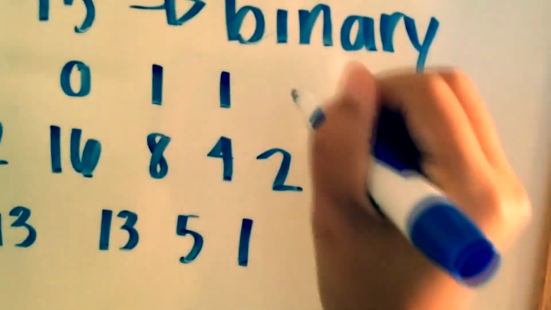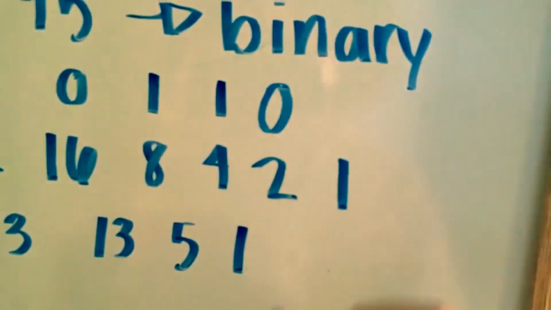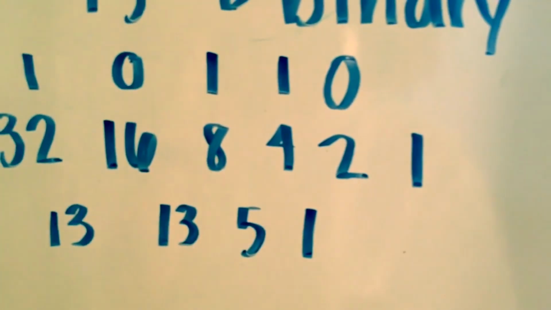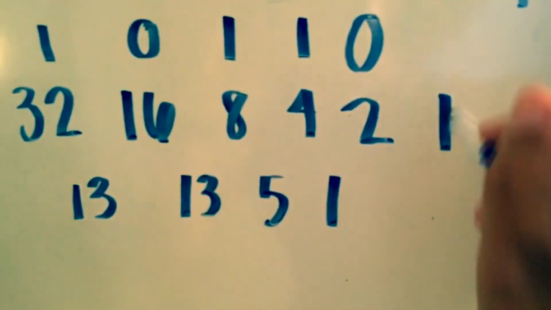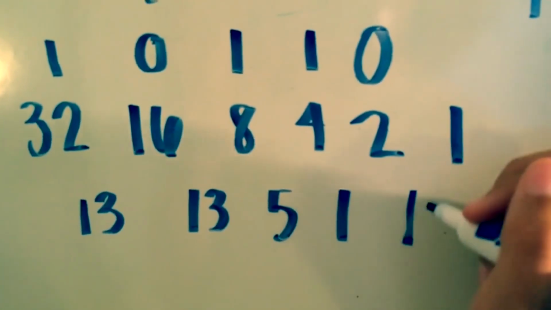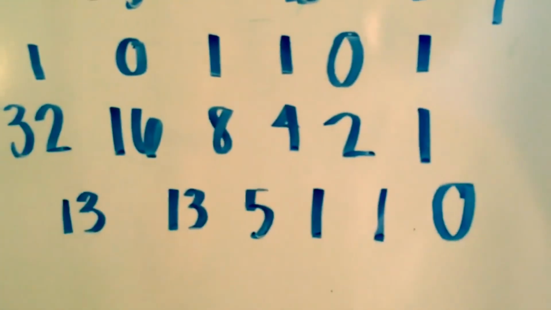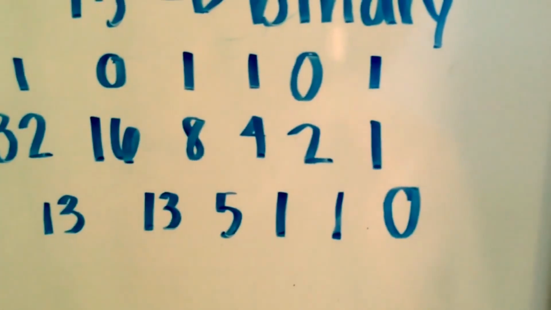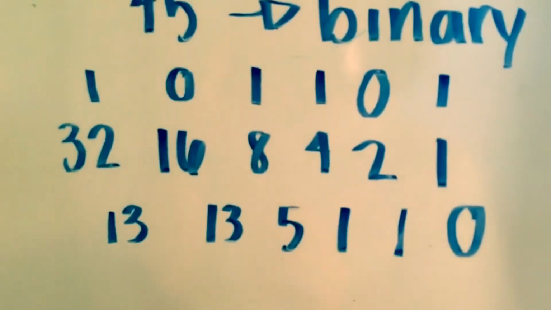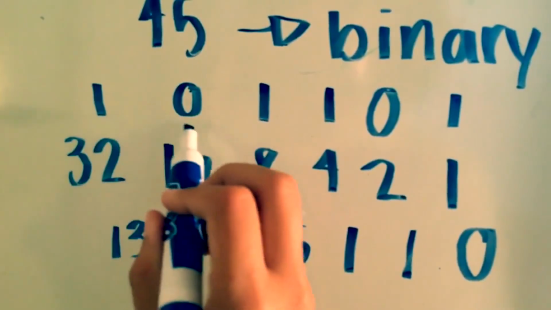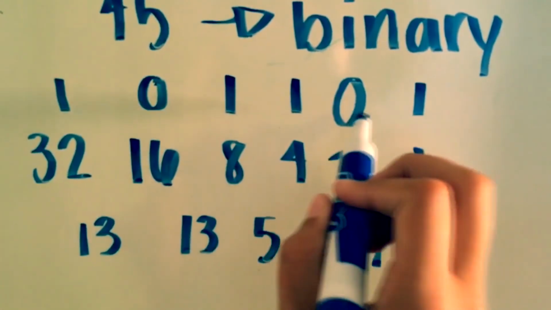And then you go, is 2 less than 1? No. So I'm going to put a 0 above the 2. And then you go, is 1 less than or equal to 1? It is. So you're going to put a 1 above the 1 position value. And then you end up with a binary number or base 2 number of 101101.